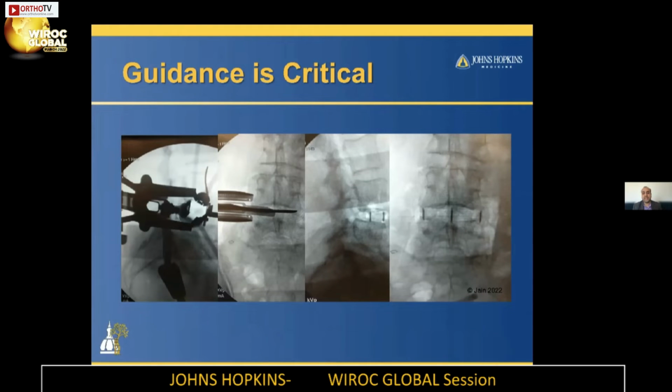I would note that guidance of imaging is critical. It's really important to use either fluoroscopy or some kind of navigation-based device if you're not familiar with this technique, because you want to make sure that the implant is placed in the appropriate place, both in the AP and the lateral view.